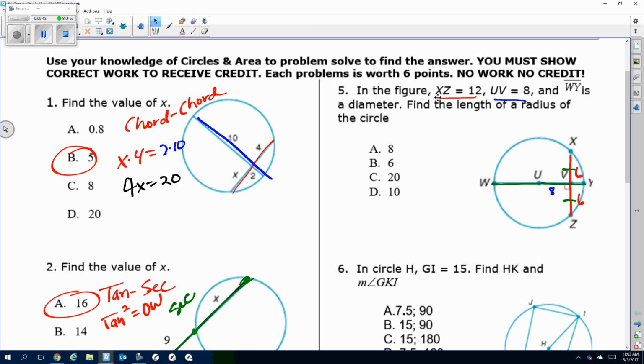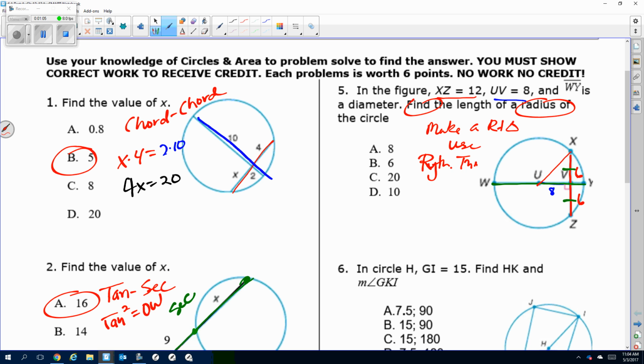And they wanted you to find the length of the radius. Okay, find the radius. That means you have to draw the radius. So we're going to draw it from u to x. Whenever you have to find the length of a radius, when given a chord, you need to make a right triangle. Then use Pythagorean theorem.